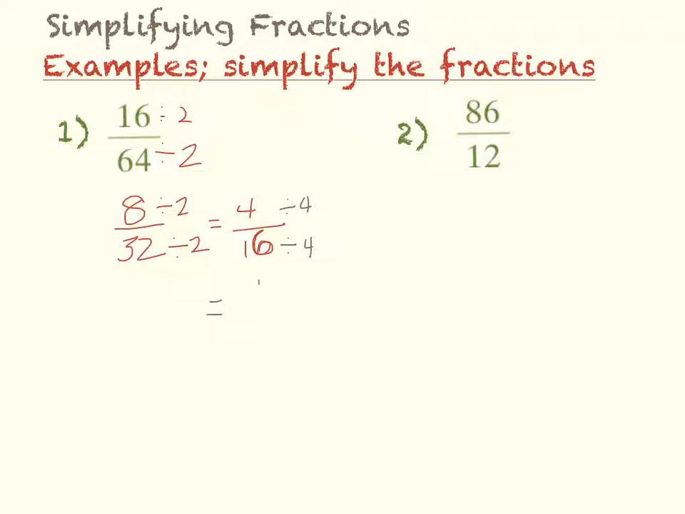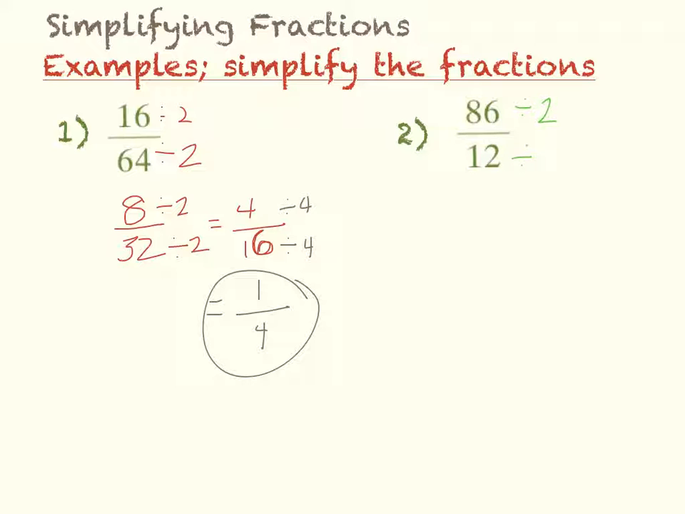So 4 divided by 4 is 1. 16 divided by 4 is 4. So your answer is 1/4. The next one, 86 over 12. Okay, so again, both even numbers. So we can start the same way by dividing by 2.